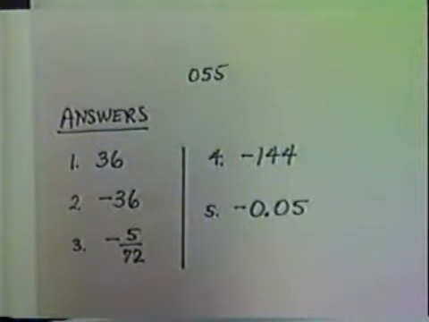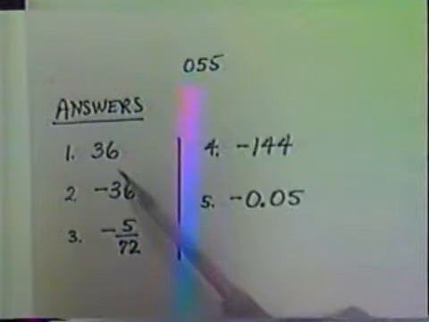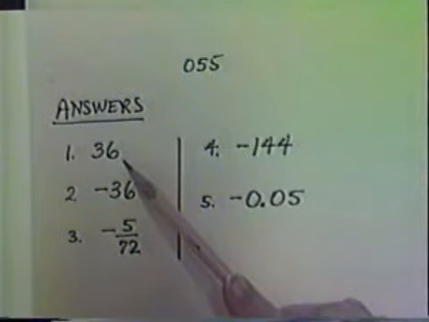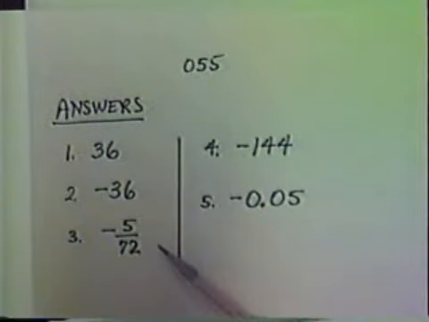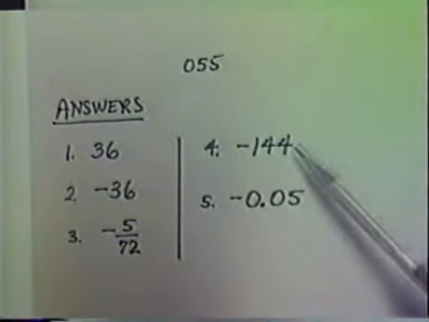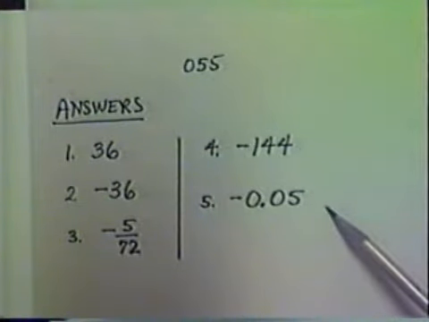The answers you should have are, for number 1, 36, for number 2, negative 36, for number 3, negative 5 over 72, for number 4, negative 144, and for number 5, negative 5/100ths.